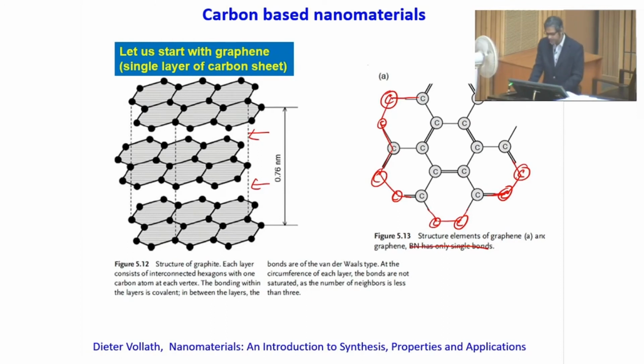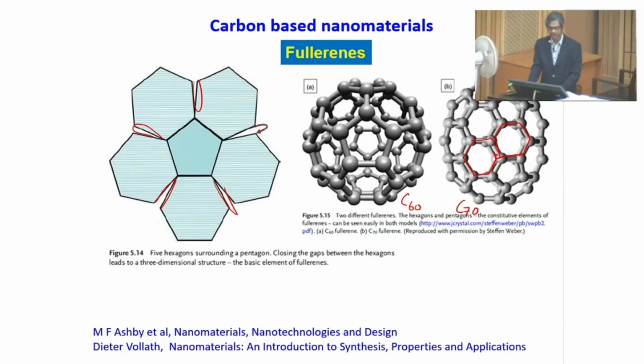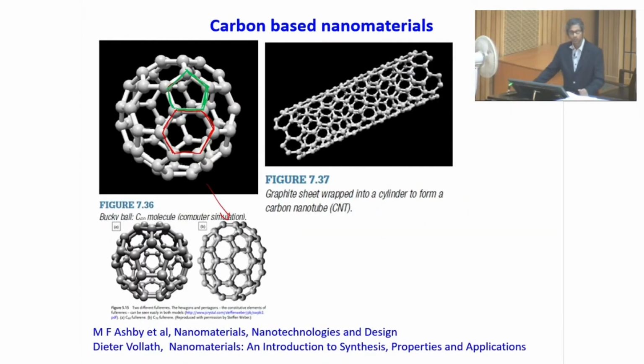Now if you go back to the earlier slides, this one especially, if you carefully look at this, this tube is nothing but a graphene layer wrapped into a cylinder. So if I take a single graphene layer and bend and wrap it around, I form a cylinder, right? And then if you close the ends, you will be able to form buckyballs.